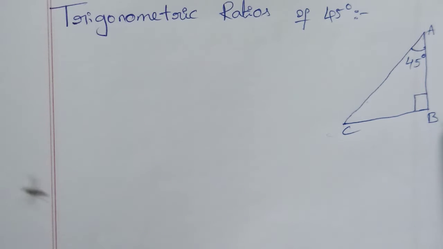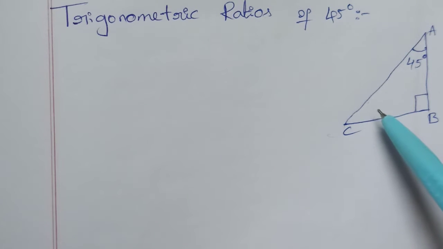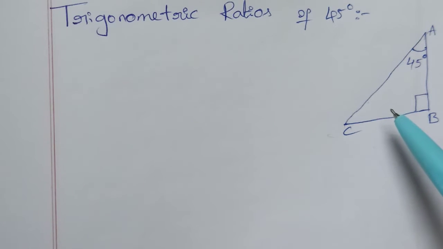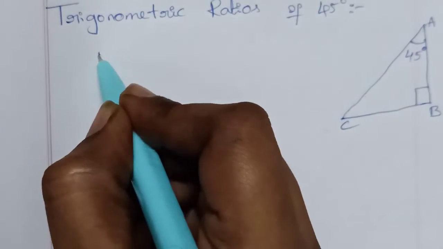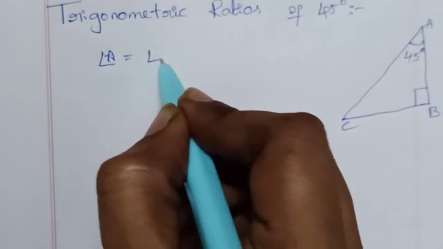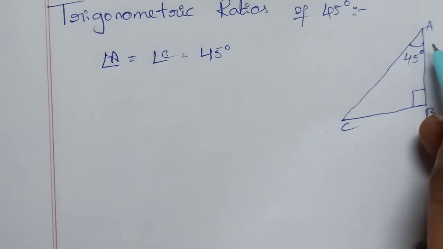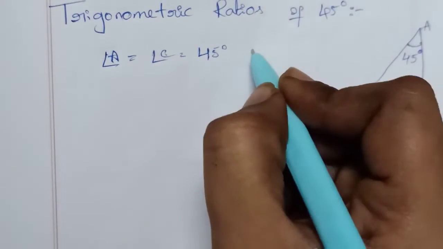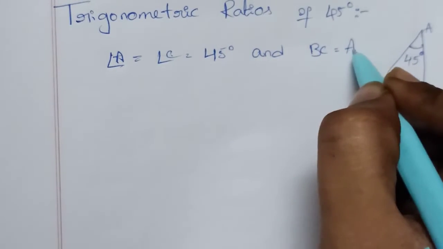Consider an isosceles triangle ABC. Here B is the right angle and A is 45 degrees and C is also 45 degrees. Isosceles triangle is a triangle with two equal sides. An isosceles triangle has two equal sides and two equal angles. That is, angle A is equal to angle C is equal to 45 degrees, and the sides are also equal. BC is equal to AB.